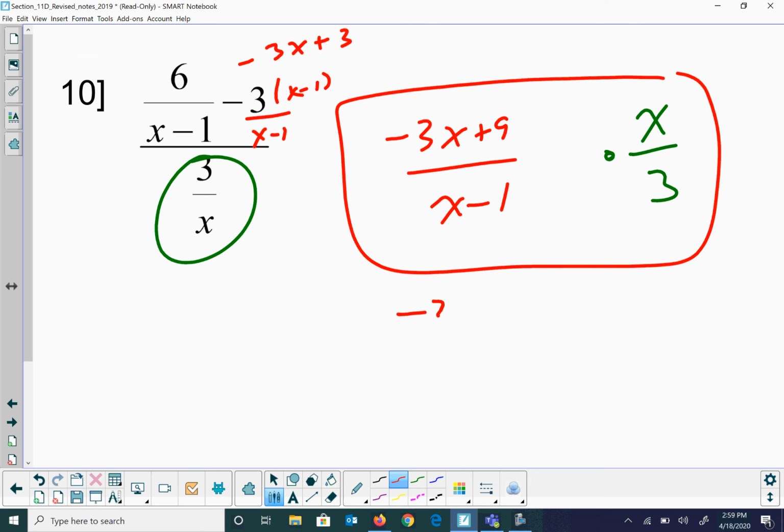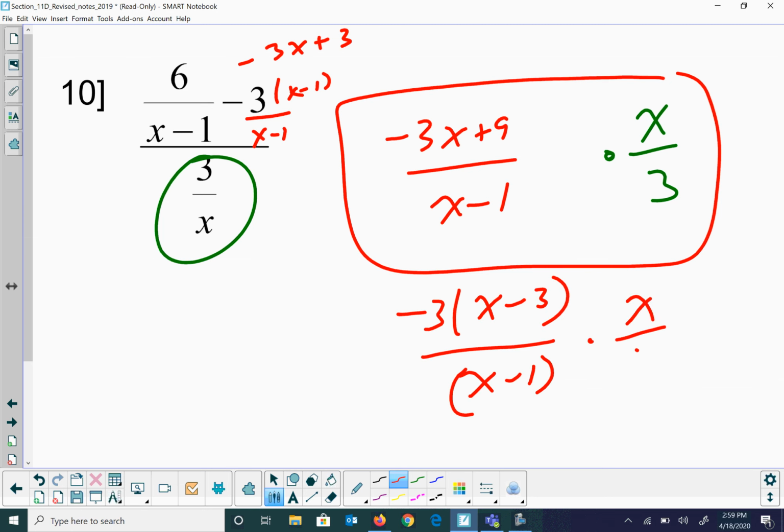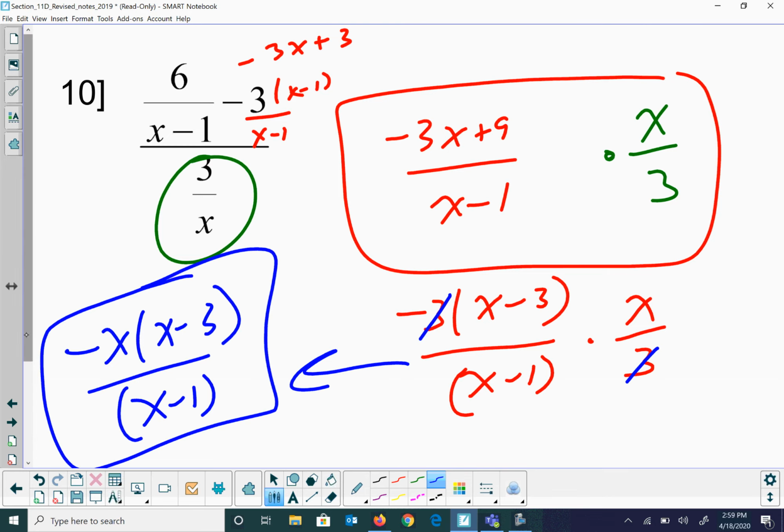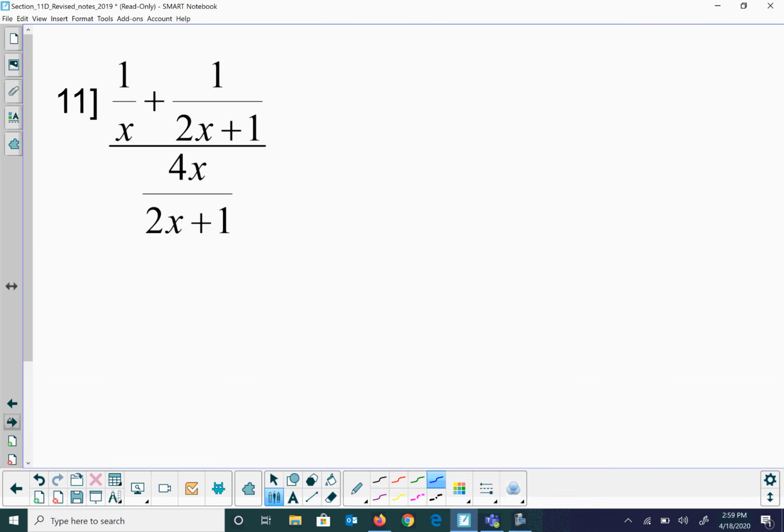So I can factor out that -3 times the x over 3. The only thing that's going to cancel out is this 3 and this 3. So my answer is going to become -x(x minus 3) over x minus 1. We're not solving it, we're just multiplying together. Okay, the top is taken care of, so I'm going to write this over here.